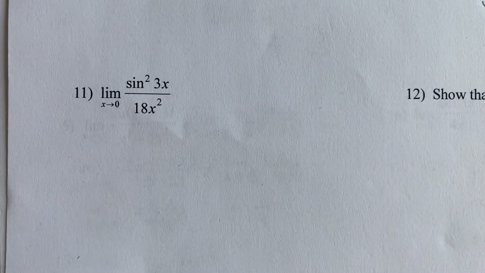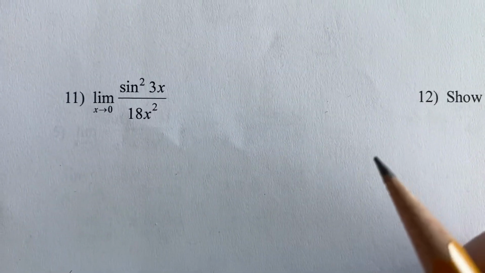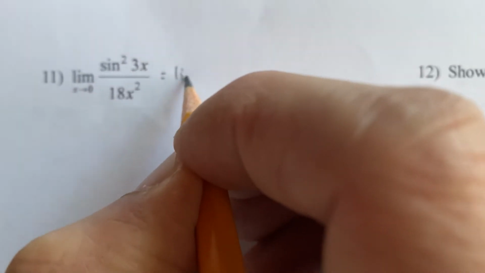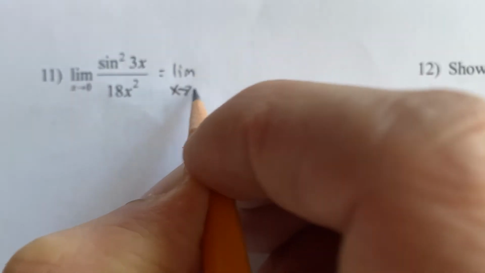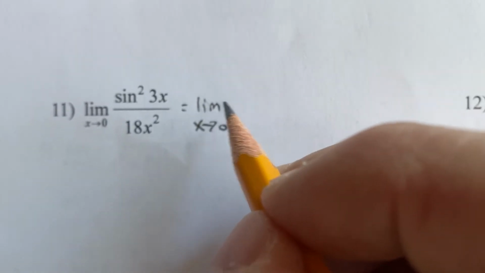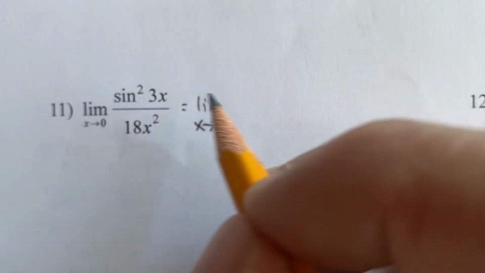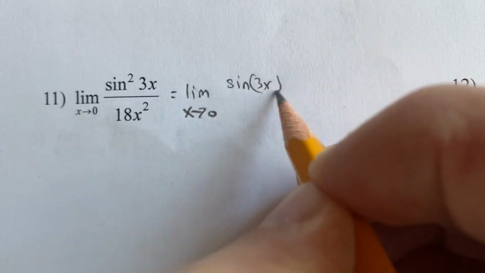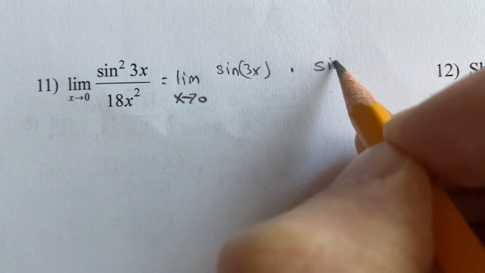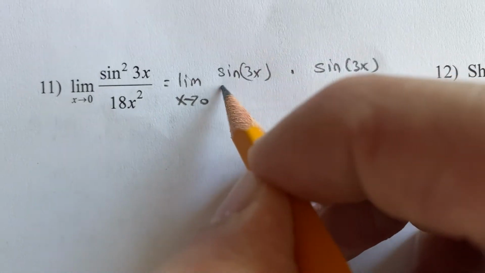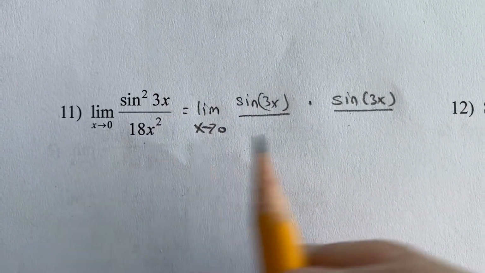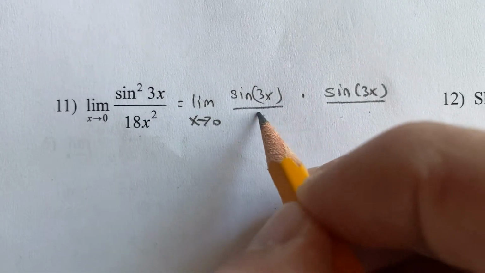I'm going to shift over to number 11. And this one, you basically can just rewrite it as the limit as x approaches 0 of sine squared 3x. Sine squared 3x just means sine of 3x times sine of 3x. So let's write that. Sine of 3x times the sine of 3x. And what you want to do right here in your denominator is to make it such that they all have 3x's. So let's write that.